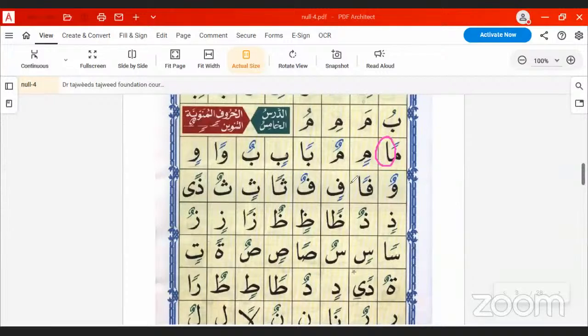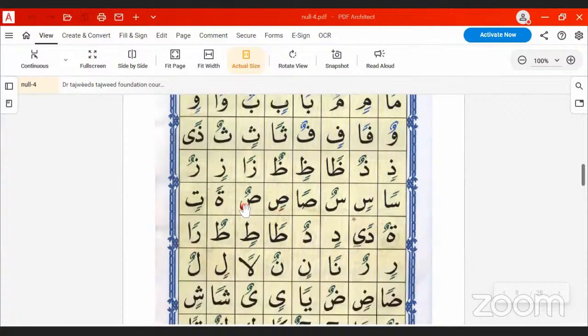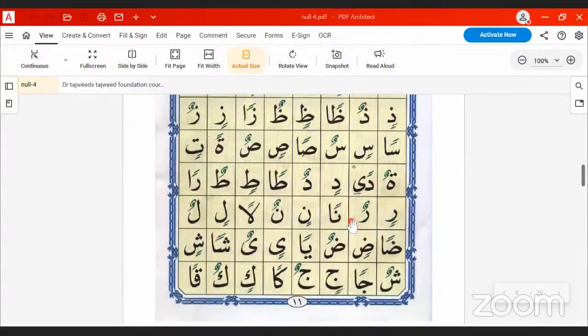Here we don't say ma. We should read as man, min, mun, ban, bin, bun, wan, win, wun, fan, fin, fun, san, sin, sun, zan, zin, zun, san, sin, sun, tan, tin, tun, dan, din, dun, tan, tin, tun, ran, rin, run.